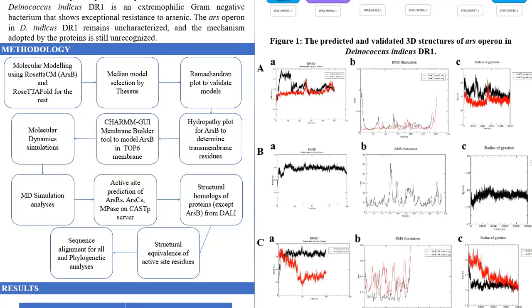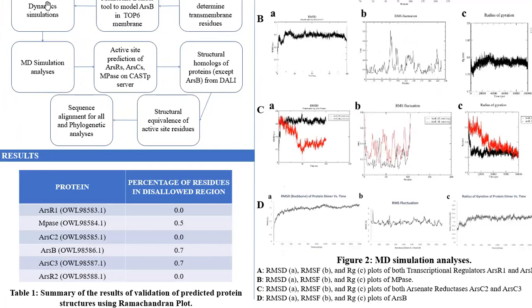Coming to the results, upon structure prediction, all structures were predicted as monomers, while ARSB was predicted to be a dimer. There are no known dimeric arsenic pumps recorded in literature, although other high-functioning heavy metal pumps that are dimeric do exist.